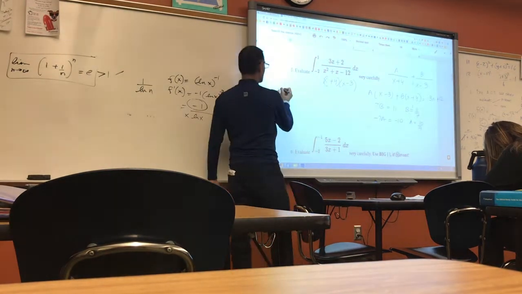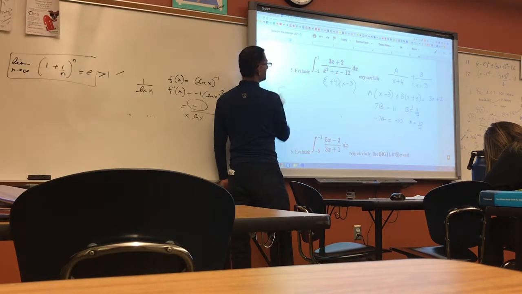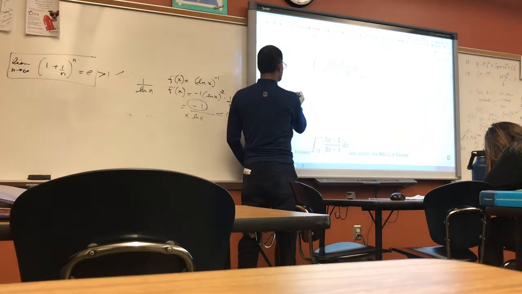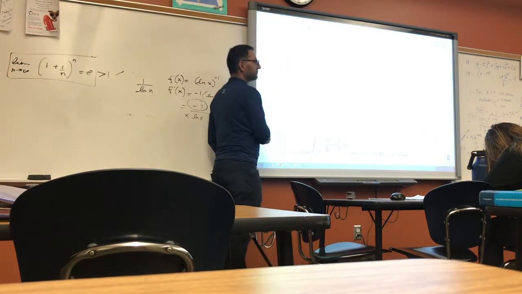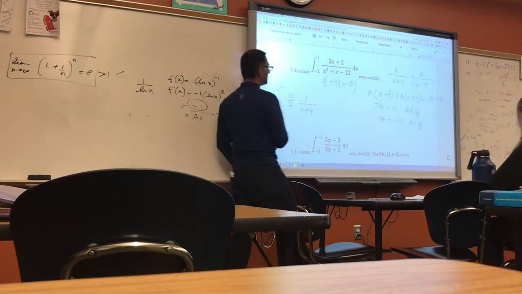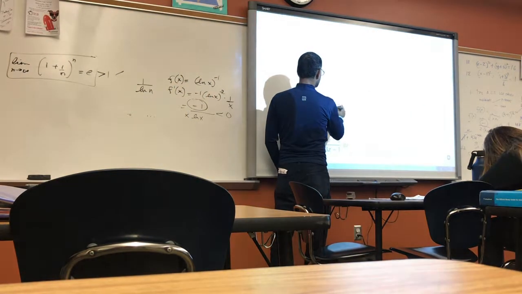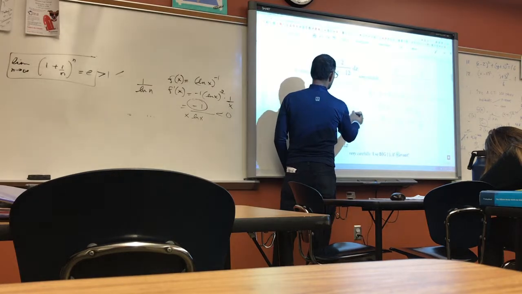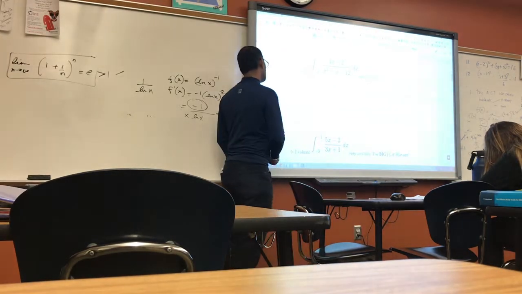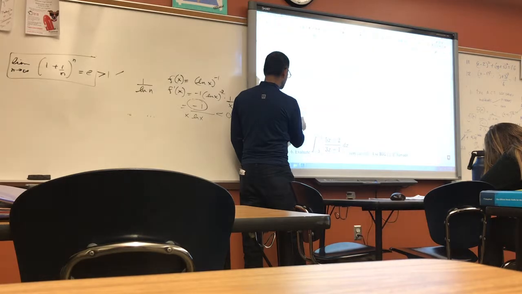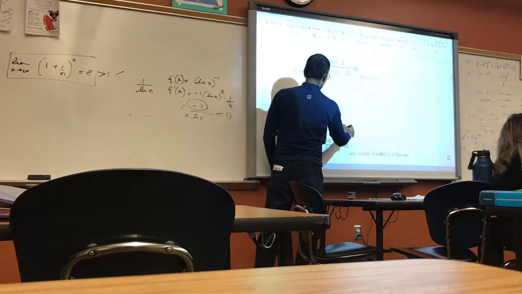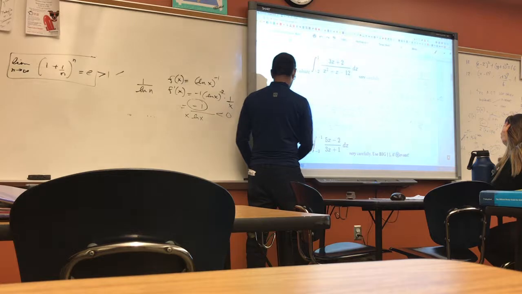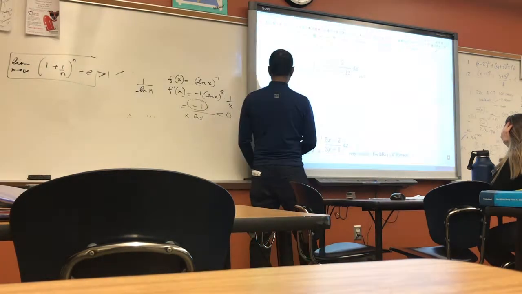Don't forget there's a definite interval, negative 2 to 1. A was 10 sevenths, so 10 sevenths dot 1 over x plus 4. See if that comes back. If you just showed every step, you'd be fine. Plus 11 sevenths dot 1 over x minus 3 dx. So we're wrapping this up. So 10 sevenths ln absolute value x plus 4 plus 11 sevenths ln absolute value x minus 3, lower limit negative 2, upper limit 1.